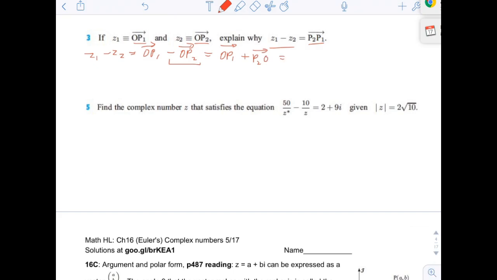Now we're going to reverse the order of addition. So we're going to have p2o plus op1. And you see how going from P2 to O and then from O to P1 is the same thing as going from P2 to P1. So that's why this is true.